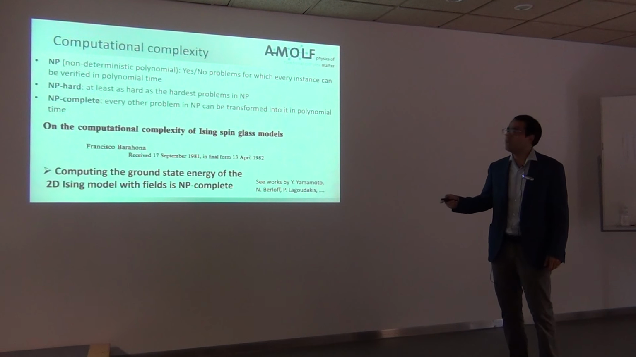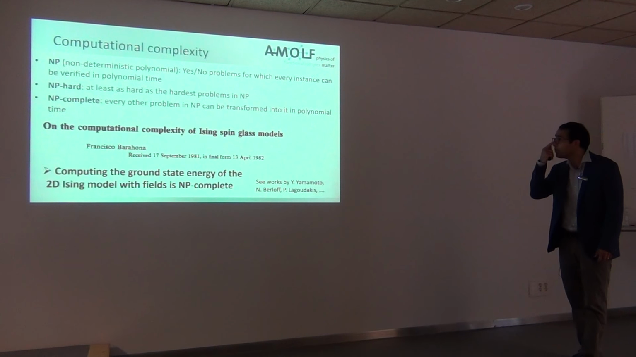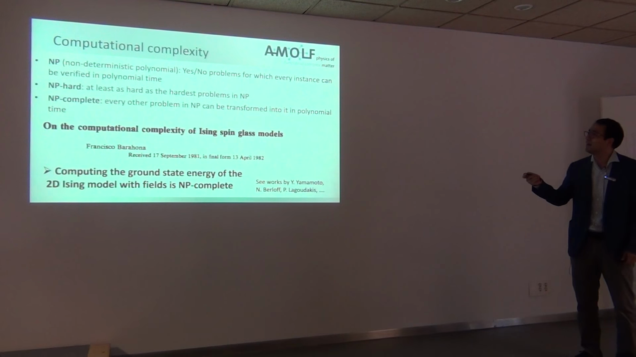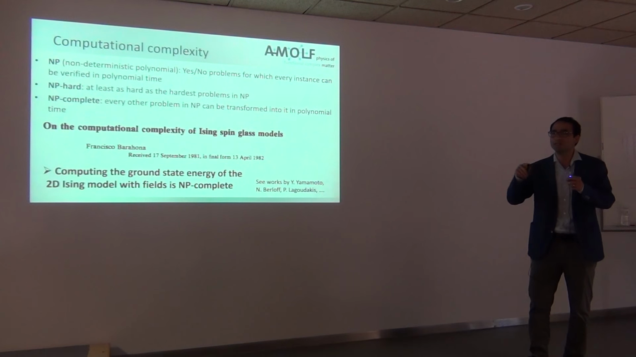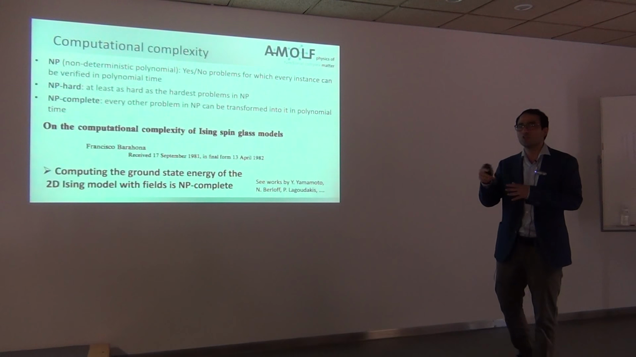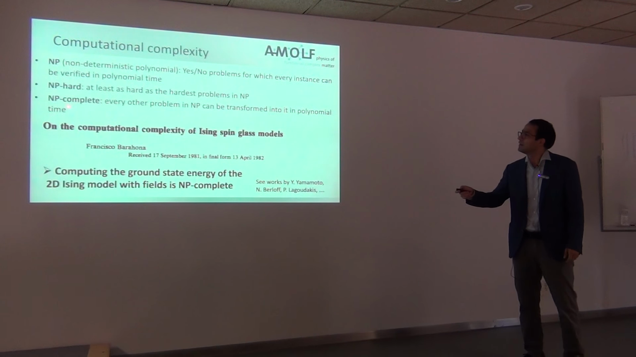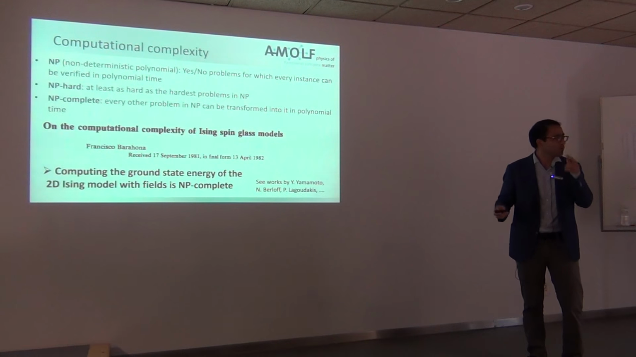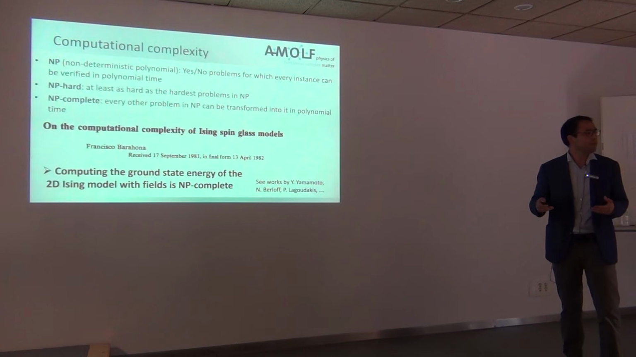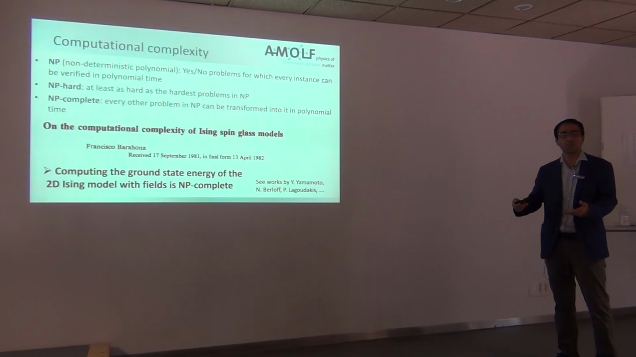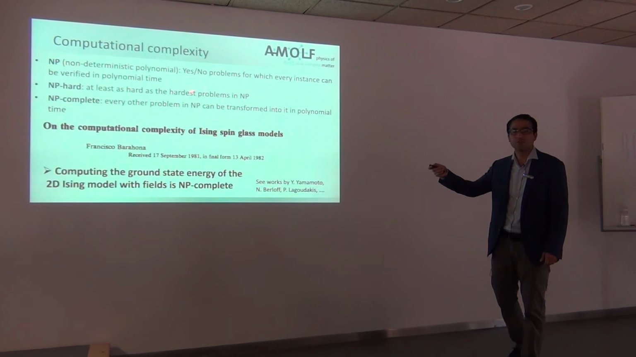So a problem is said to be NP-hard when it is at least as hard as the hardest problem in NP. A very famous problem in this case is the traveling salesman problem, where you ask a salesman to go around many cities, and then you ask, is there a shorter path than the one I draw, yes or no, right? The more interesting class of problems are the so-called NP-complete problems, which basically means that every other problem in NP can be transformed into it in polynomial time. So this is a kind of universality criterion.